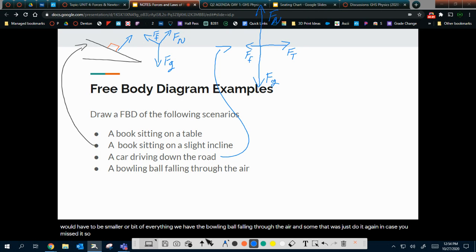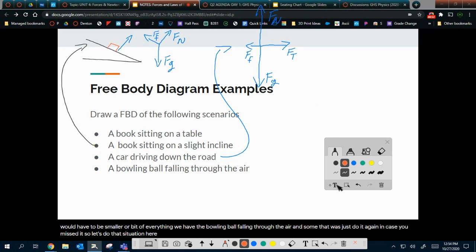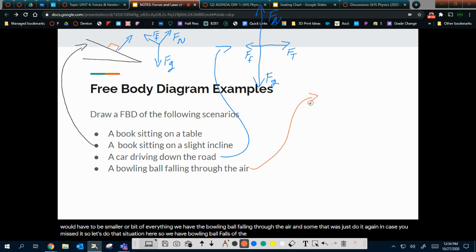So, now, let's do that situation here. So we have a bowling ball falling through the air. So I'm not going to draw that because it would just be a circle. But hopefully you saw it being demonstrated. So we got gravity, right? And in the case of a bowling ball falling, that's it. I mean, you could theoretically have some friction with the air, call it drag or air resistance. But at the speeds this ball is traveling, that's not really a concern. So pretty much things falling, that's it.